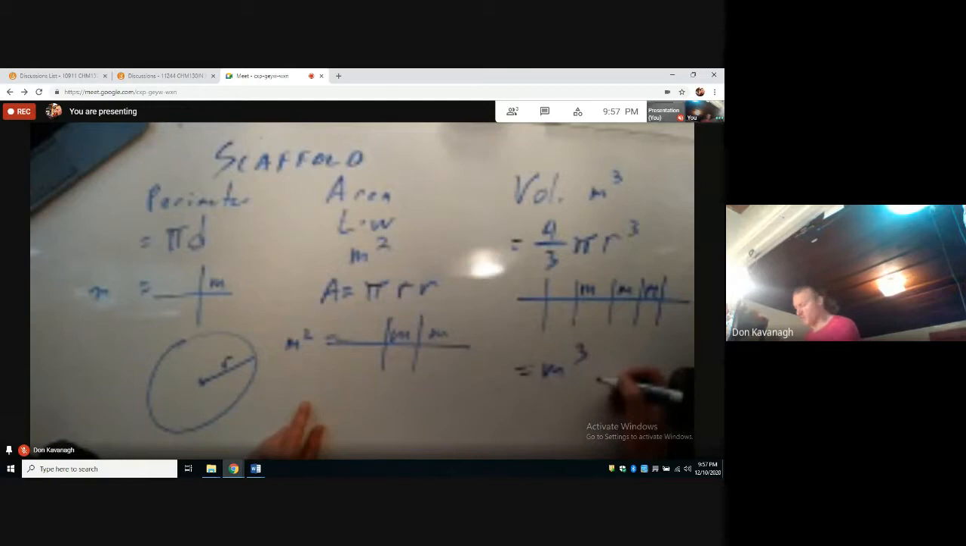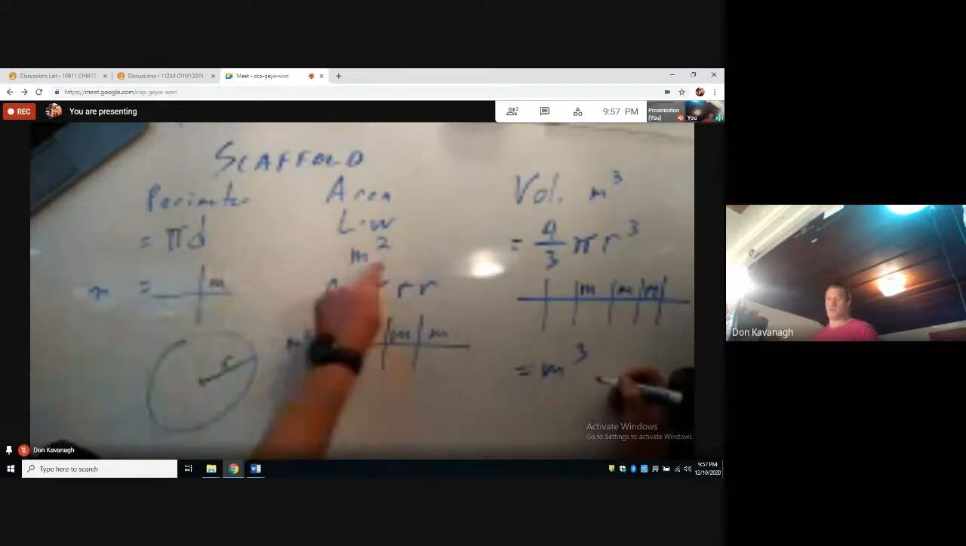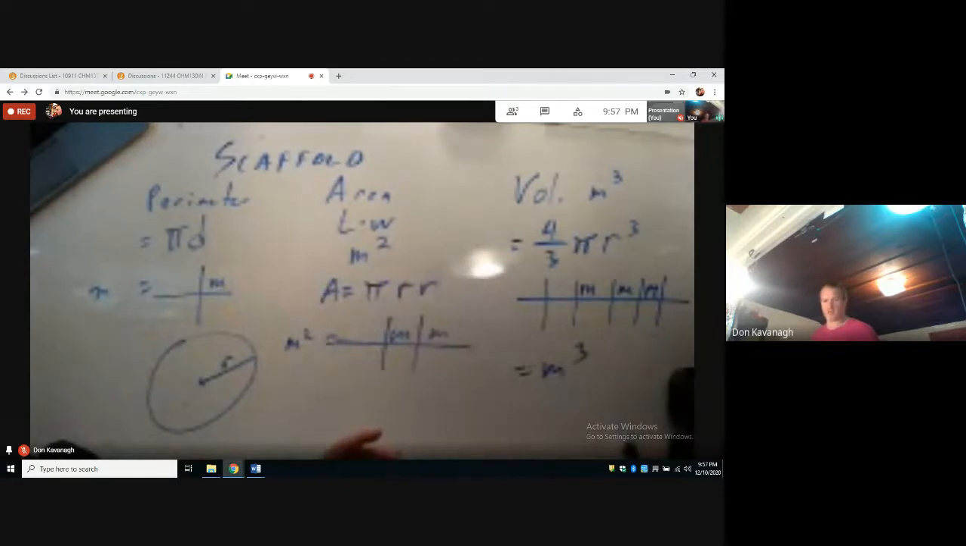Each of these formulas, when the units are broken down, explicitly end up being the units we recognize. This is meant to show how the scaffold shows you the units of the formulas.